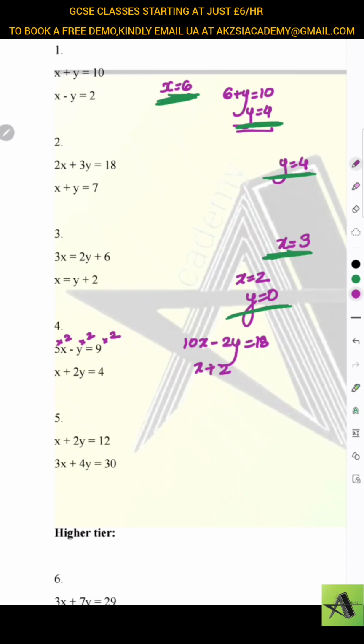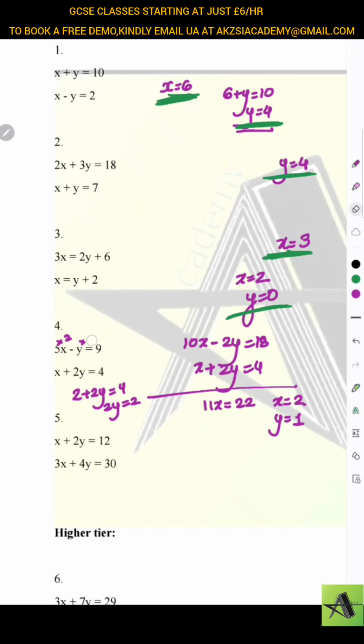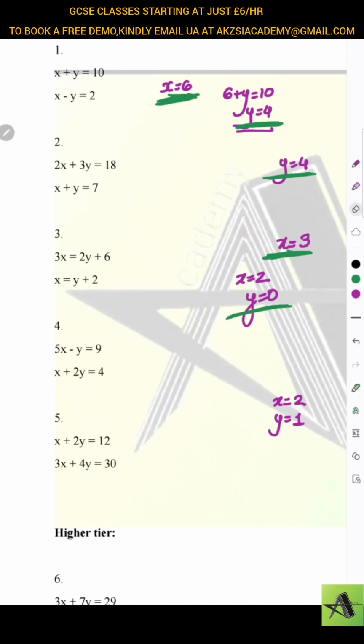x plus 2y is equal to 4. They already have opposite signs, so we don't have to subtract, just adding will work. Adding them up will give me 11x, and this will give me 22, so x is equal to 2. And if x equals 2, substitute in either of the equations, I'll get 2 plus 2y is equal to 4, 2y is equal to 2, and y is equal to 1. So for the fourth one, we got x equals 2 and y is equal to 1.